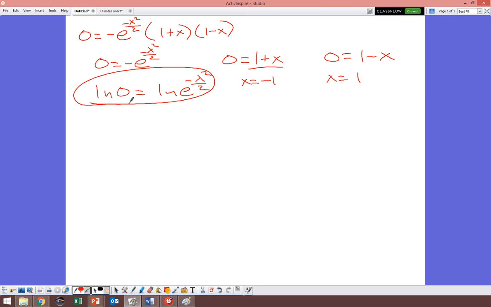So what am I going to do with that piece? I can't use that, so I'm going to disregard it, because it's undefined there. So I can't do it there. Alright, so that means I'm going to have inflection points here and here.